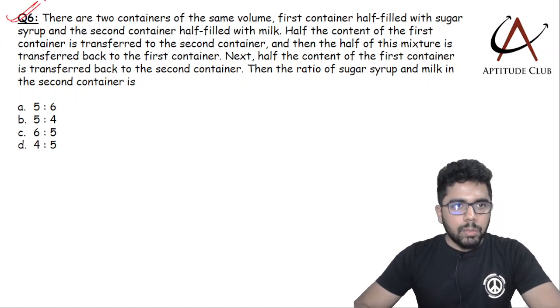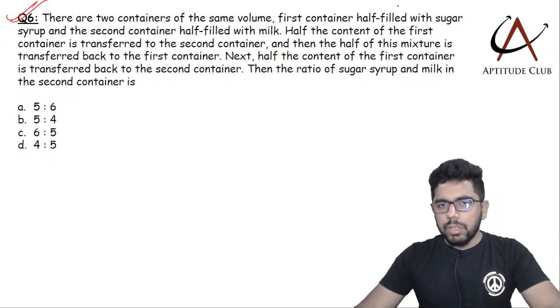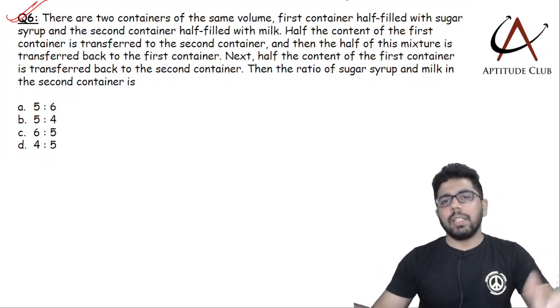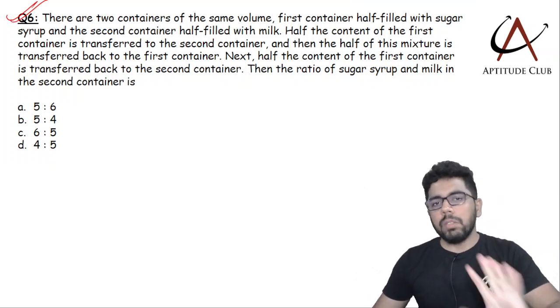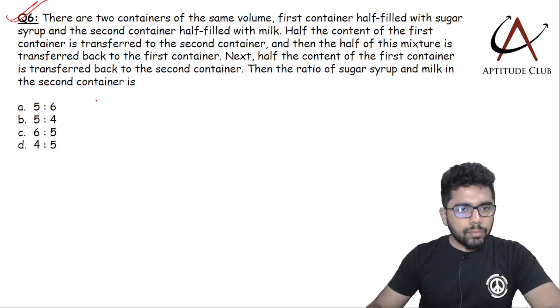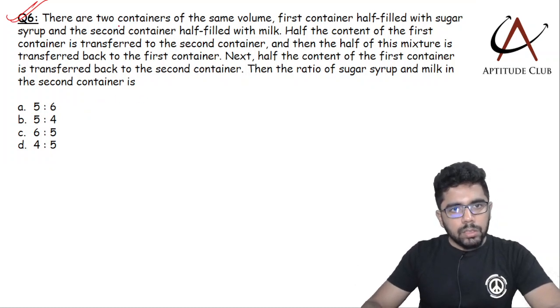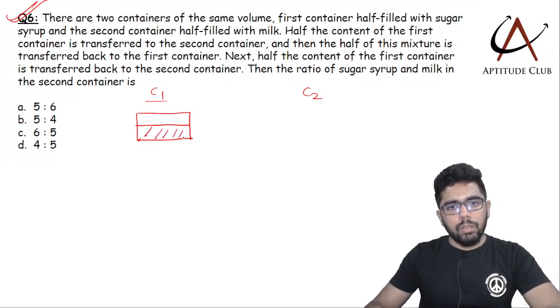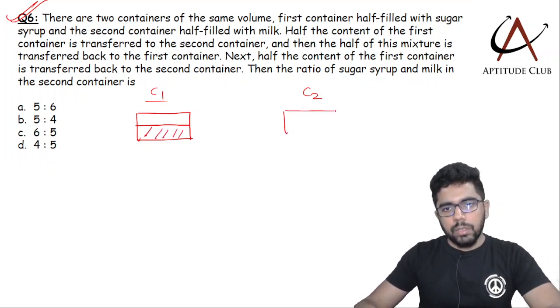Okay, let us come to this one. A little lengthy one. This question is removal and replacement. It's a little lengthy question, but let's try and solve it. We'll go one sentence at a time and we'll get the answer. So there are two containers, container 1 and container 2. We'll go stepwise. This is container 1 and it is half full. Both the containers are half filled. This is container 2.